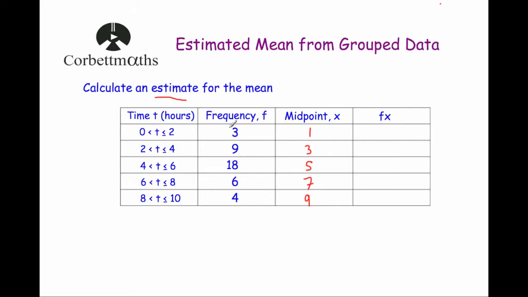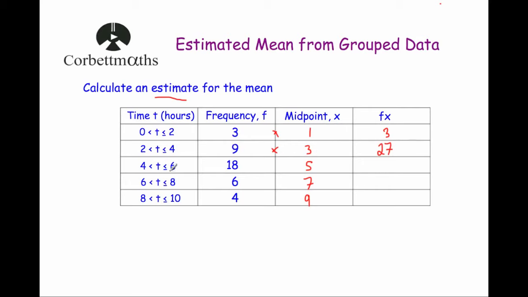Let's see why we would do that. If 3 students each studied for 1 hour, in total they would spend 3 hours revising. Because remember, for the mean, you need to work out the grand total. So we've done 3 times 1 is 3. These 9 students, we're assuming they've each spent 3 hours revising. Well, 9 times 3 is 27. So altogether, these 9 students have spent 27 hours revising.